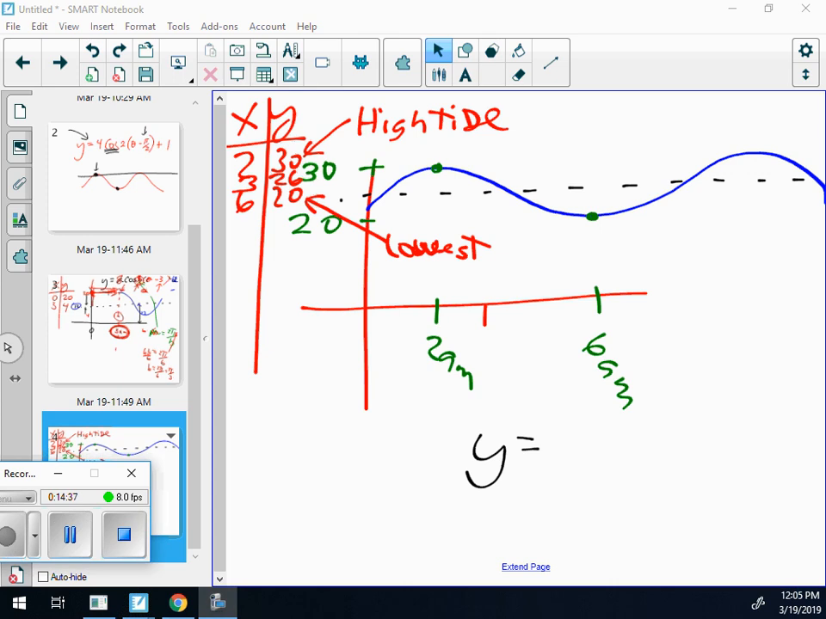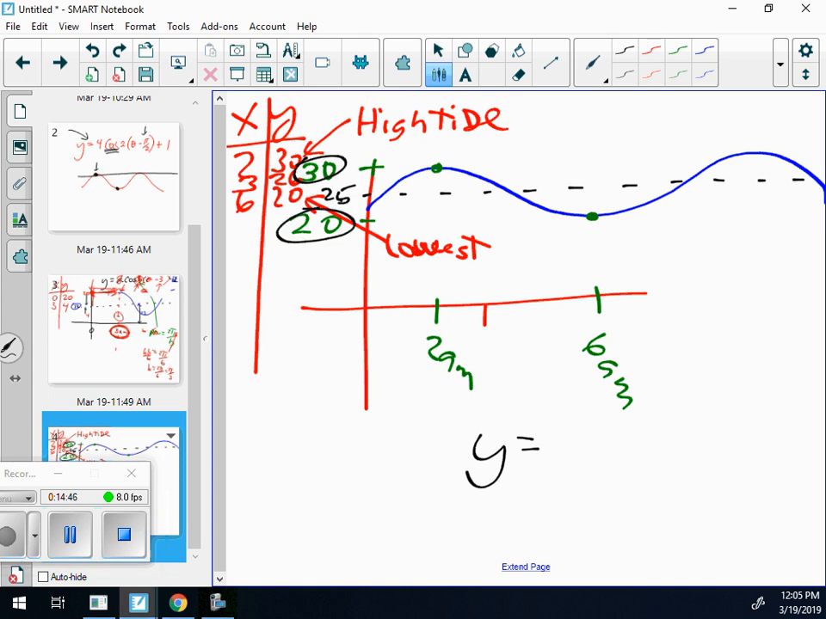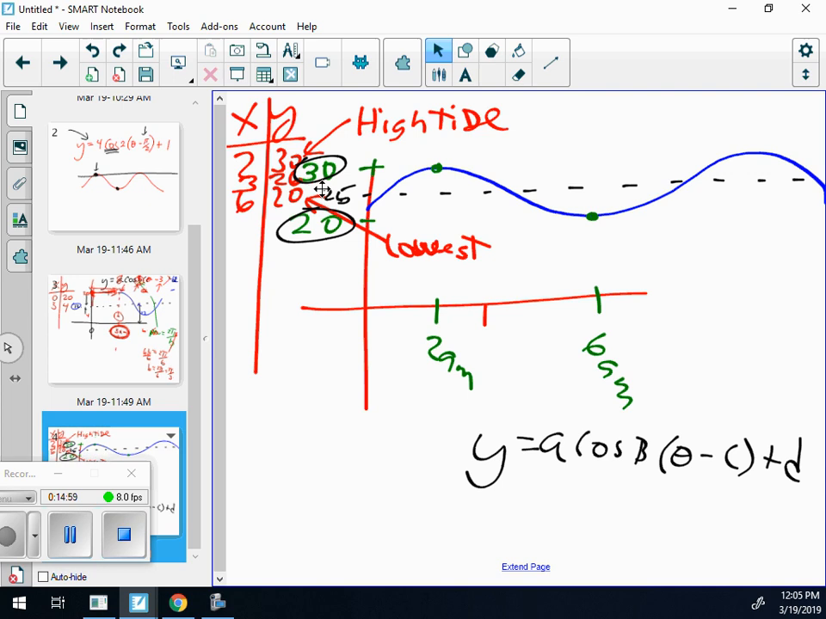Here's how you at least start. That dotted line right down the middle, that was at 25. If you want to know, it would just be averaging these two. Okay? Then, if that's 25, right away I know, not A, but I'm going to make it A cosine (B theta minus C) plus D. Then the dotted line is D. So D is 25.